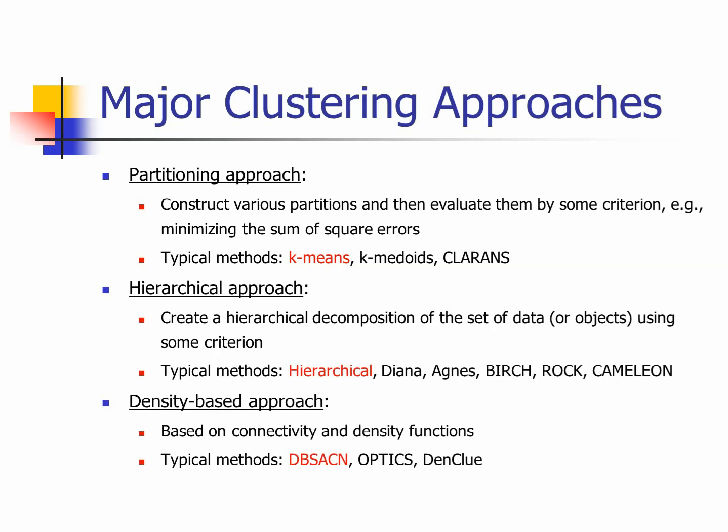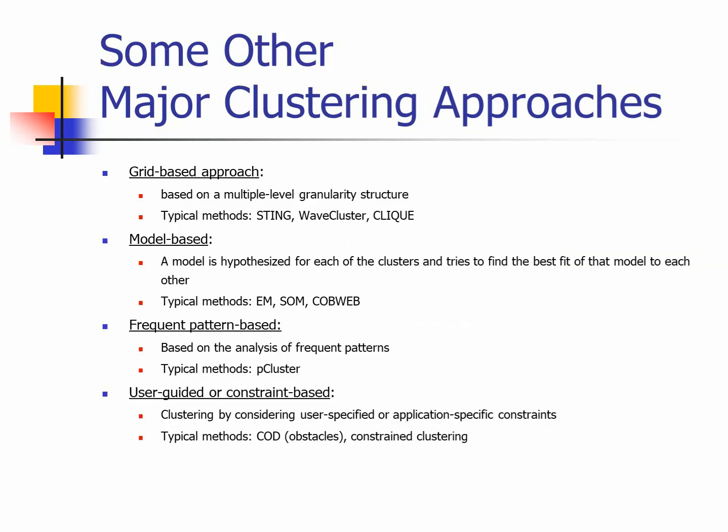On top of these three major categories of approaches, there are many other different types of approaches. On top of that, each approach has many different types of algorithms to learn. For example, grid-based approach, model-based approach, frequent pattern-based approach, user-guided or constraint-based approach. All of these are pretty famous, important data mining algorithms or data mining categories using clustering concepts.